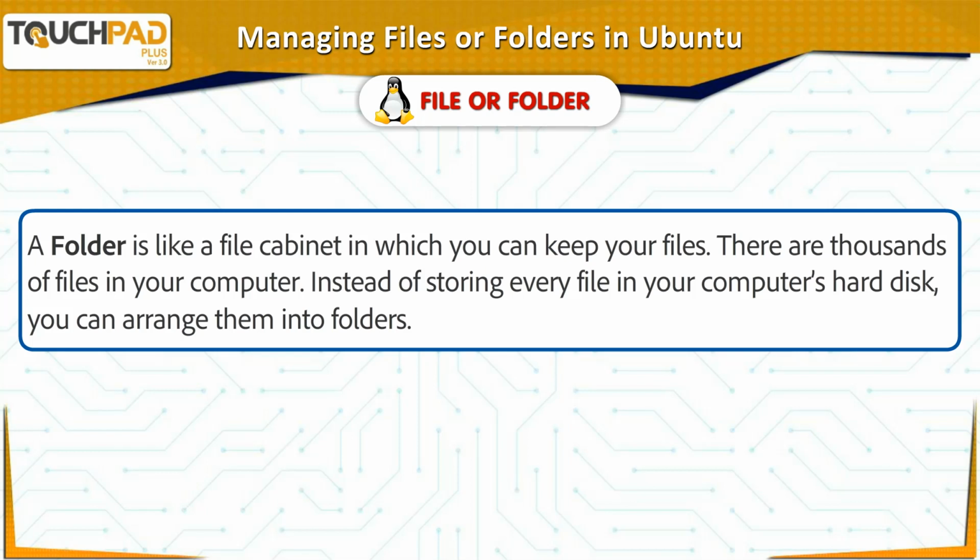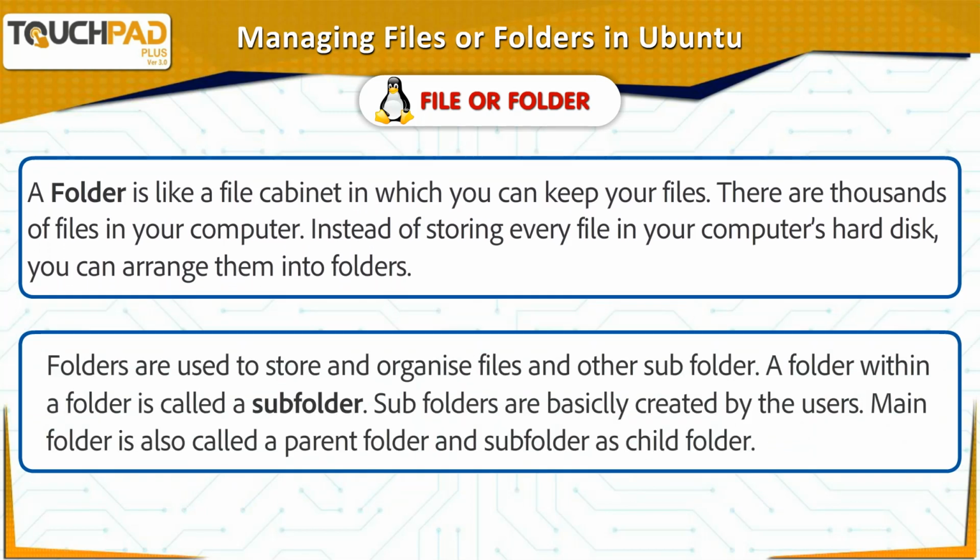There are thousands of files in your computer. Instead of storing every file in your computer's hard disk, you can arrange them into folders. Folders are used to store and organize files and other subfolders. A folder within a folder is called a subfolder. Subfolders are basically created by the users. Main folder is also called a parent folder and subfolder as child folder.